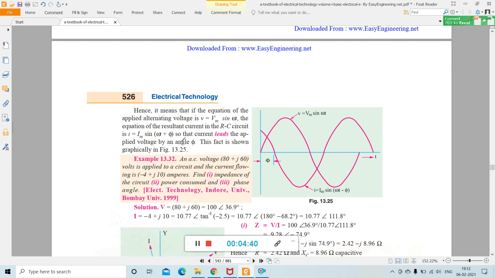So if we represent this graphically, if this is the voltage waveform, V equal to Vm sin omega t, then this I is drawn like this: I equal to Im sin (omega t plus phi). Here it is plus, okay, not minus. Clear? So we conclude that in the case of an RC circuit, the current leads the applied voltage by an angle phi.